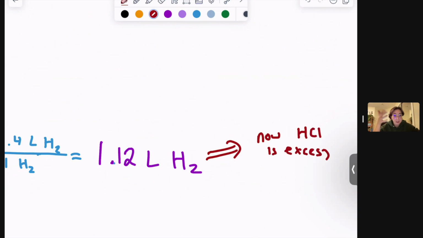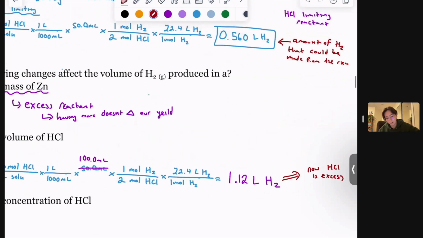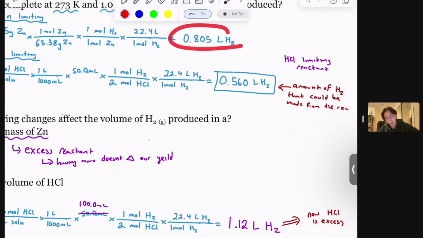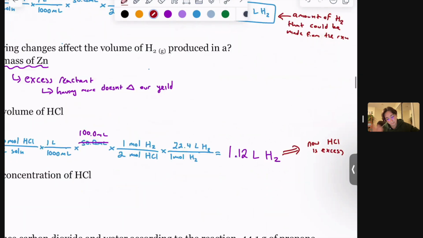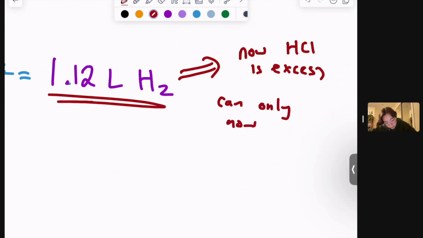So I've added enough HCl that I'm able to react with all of my zinc to the point where I now have extra HCl. So I was able to actually react with all of my zinc. The amount of product we're now able to make is this. And I can't make this much because I don't have enough zinc to do that.